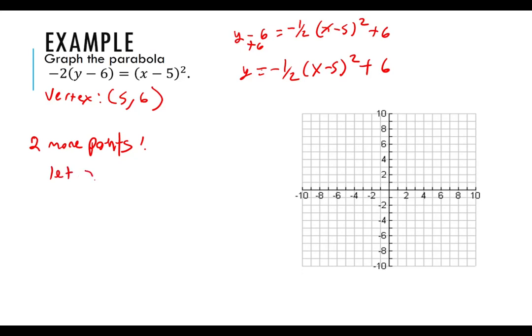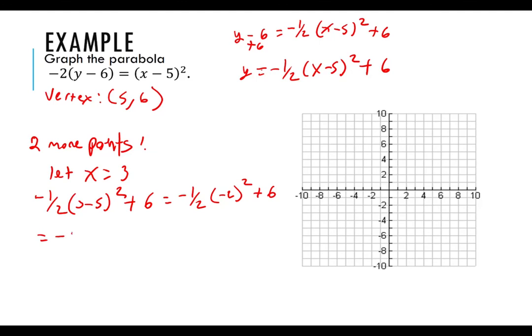I'm going to let x equal 3. And so then, negative 1/2 times 3 minus 5 quantity squared plus 6. But that's going to give me negative 1/2 times, 3 minus 5 is negative 2, negative 2 quantity squared plus 6, but negative 2 quantity squared is 4. 4 times negative 1/2 is negative 2. Negative 2 plus 6 is then going to give me positive 4. And so I get a second point. That's going to be 3, 4.